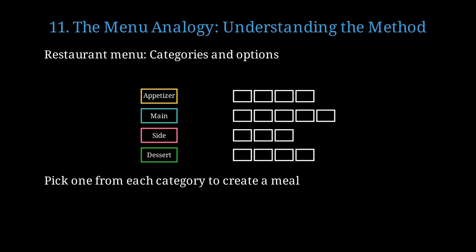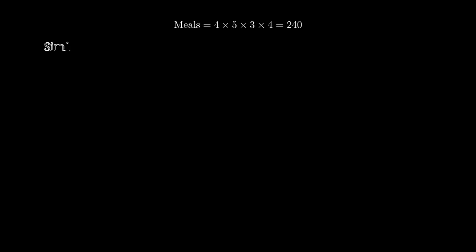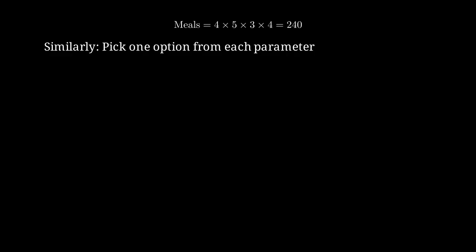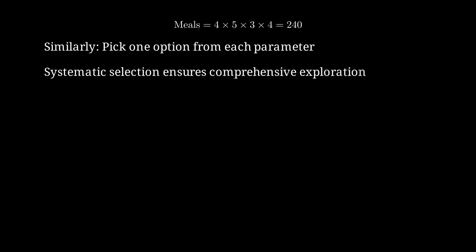This systematic selection generates countless unique meal combinations. With 4 appetizers, 5 mains, 3 sides, and 4 desserts, you can create 240 distinct meal combinations by systematically choosing one from each category. Similarly, in design, you pick one option from each parameter row in the morphological matrix to create a complete system design. This systematic selection ensures comprehensive exploration of the design space without randomly guessing or missing viable combinations.